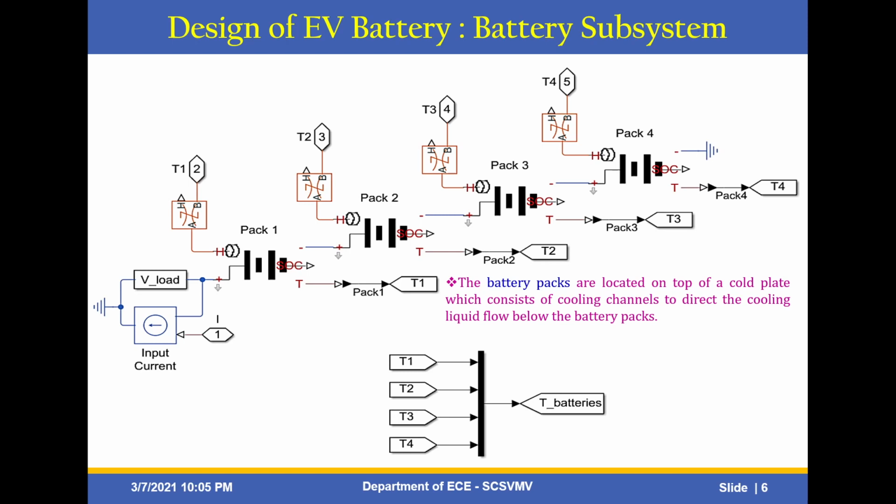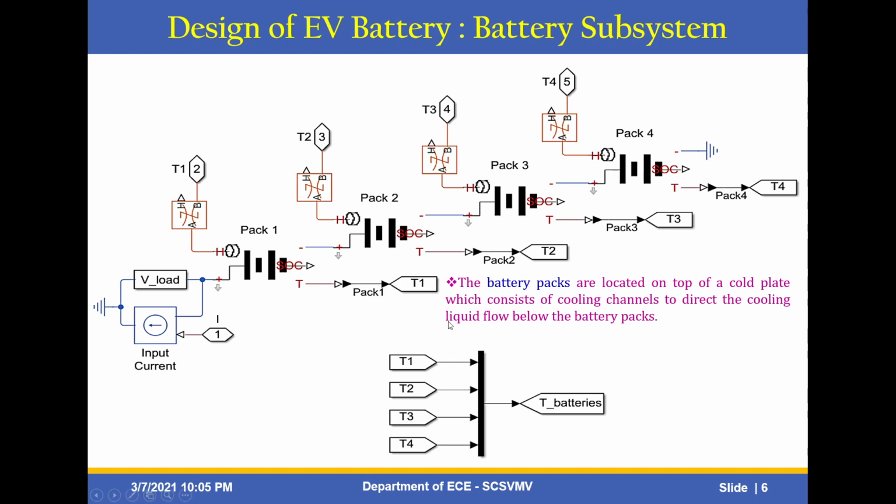This is the design of the battery subsystem. Here there are four packs available: T1, T2, T3, T4. The battery packs are located on top of the cold plate. The cold plate consists of cooling channels to direct the cooling liquid flow below the battery packs.